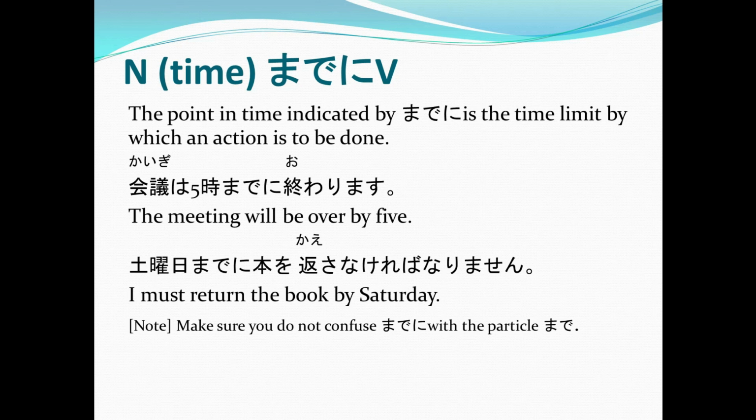Okay? Now, take note that you must not confuse made ni with the particle made, wherein you've learned, for example, saying go-ji made hatarakimasu. Right? Go-ji made hatarakimasu. So what's the difference between the two? When you say go-ji made hatarakimasu, you work until 5, but that time can be exceeded. Like your boss can give you overtime, or maybe you could go home earlier than 5 o'clock. But made ni is already the time limit or the deadline, and it will not exceed that anymore. Wakarimashita?